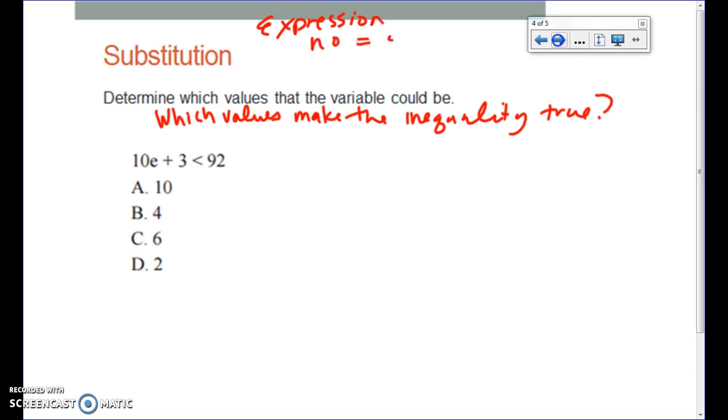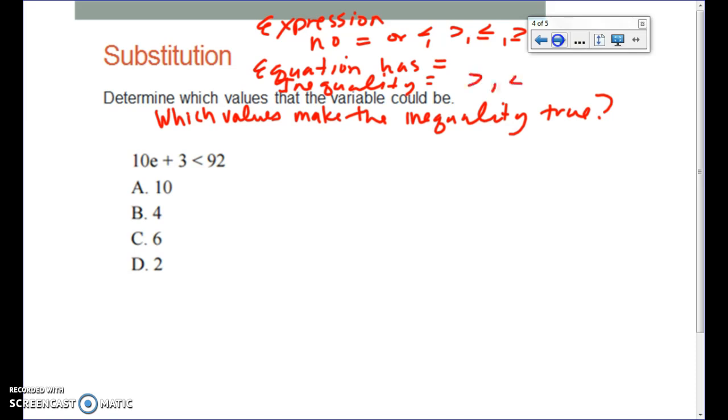All right, now remember, an expression has no equal sign, or less than, greater than, less than or equal to, or greater than or equal to. Okay, it doesn't have any of these things. An equation has an equal sign, and an inequality, meaning not equal, is something like greater than, less than, greater than or equal to, or less than or equal to. We call those inequalities. So if there's no equals or inequality, it's an expression. If there's an equals, it's an equation. Greater thans and less thans are called inequalities. So we're trying to figure out which values make this inequality true.